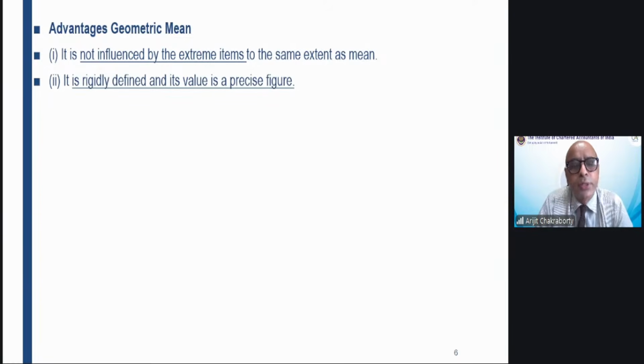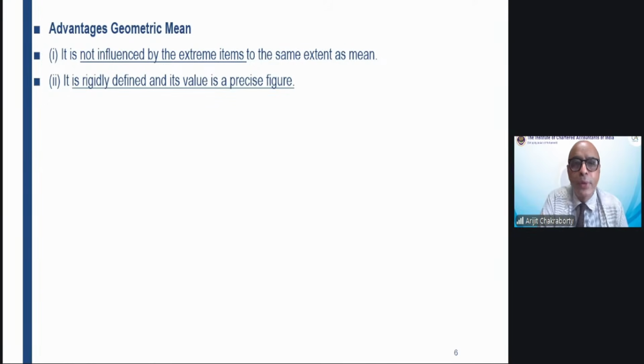Yes, number 2 advantage is geometric mean is very clearly, rigidly defined. So in the first day, in the beginning of the chapter 14 discussion, we were explaining the characteristics of an ideal measure of central tendency. And there, one of the criteria was that the particular measure or the formula should be clearly understandable. It should be rigidly defined. Very clearly, precisely defined without any scope of confusion or ambiguity.